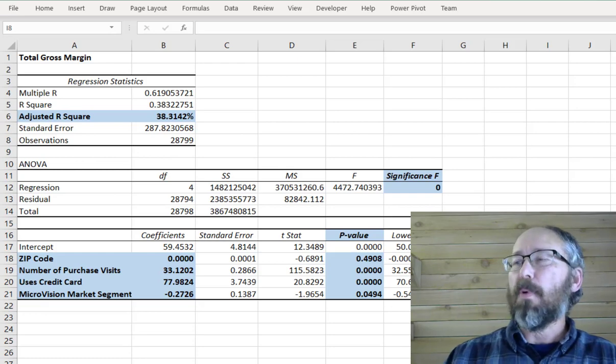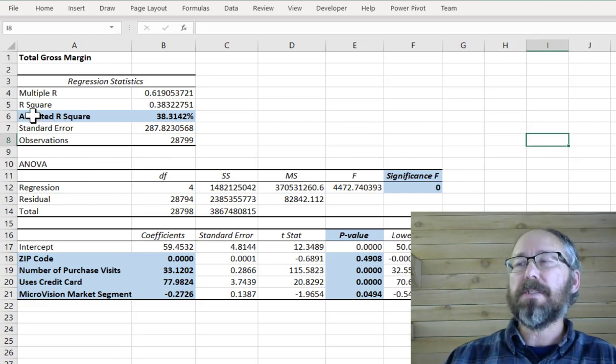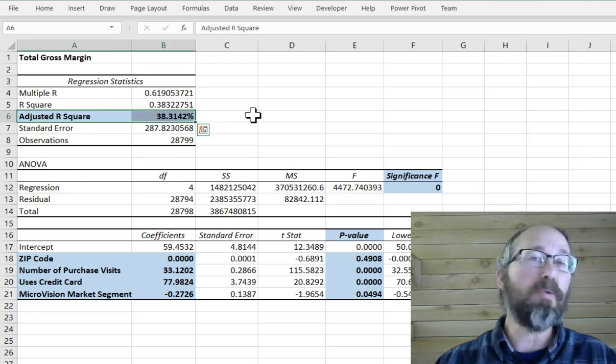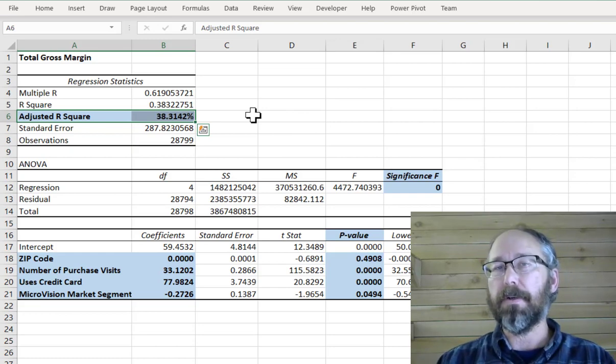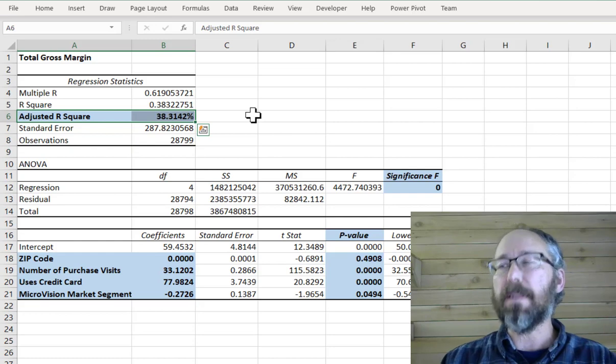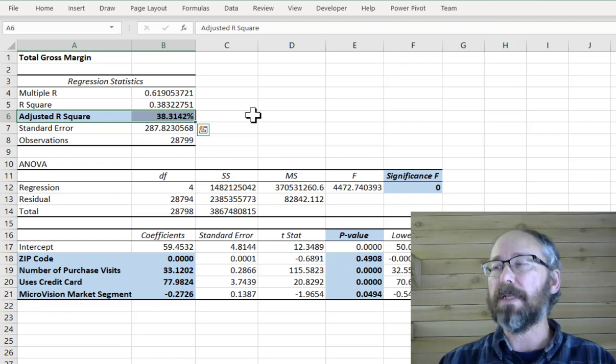The first thing I want to point out is that we're using the adjusted R-squared as one of our evaluations of this linear regression. And just as a reminder from the previous demonstration, we're doing that because the adjusted R-squared takes into account both the sample size and the number of predictor variables. Most importantly, the number of predictor variables.